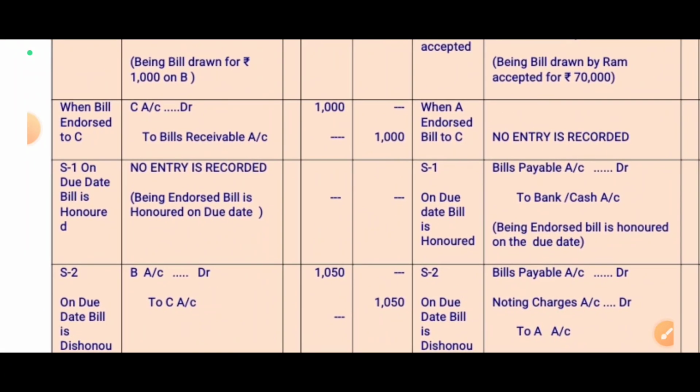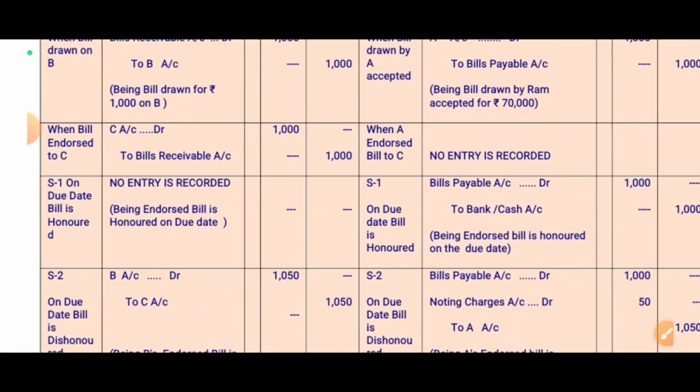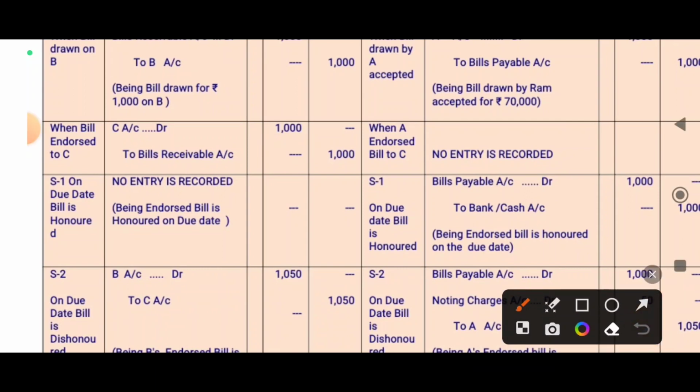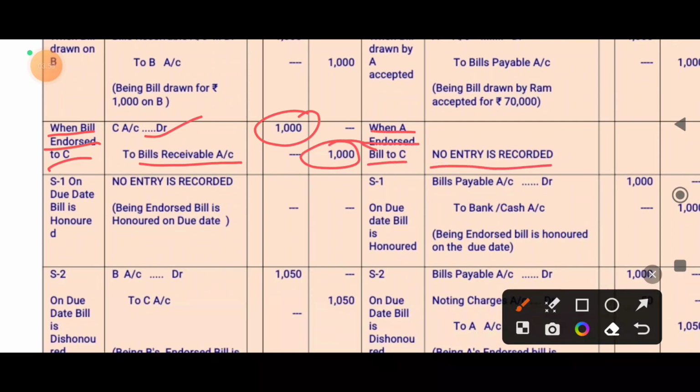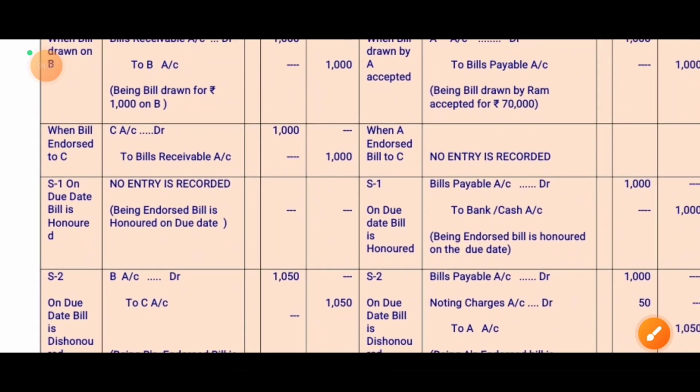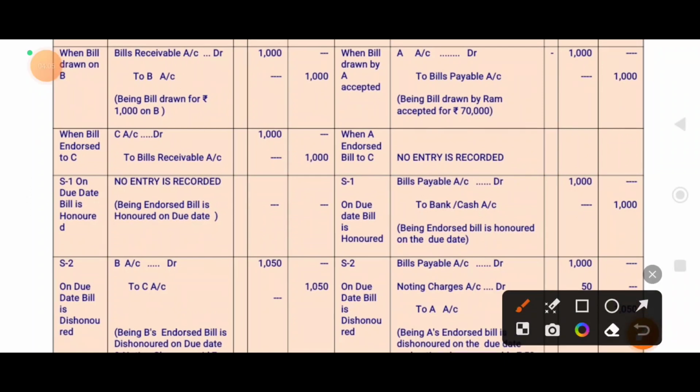Very important one, this entry is. So see this entry in the books of A. When bill is endorsed to C, what will he do? C account will be debited to bills receivable account 1000 rupees, 1000 rupees. When A endorsed the bill to C, no entry is recorded in the books of B. No entry is recorded. Please remember this point. In the books of B, no entry will be recorded.